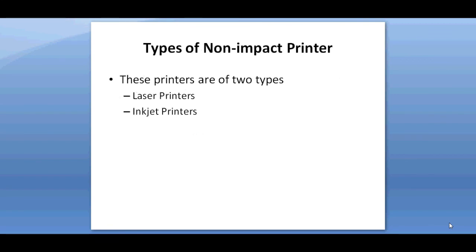Non-impact printers do not use a stacking device to produce characters on the paper, and because these printers do not hammer against the paper, they are much quieter. Following are some non-impact printers: laser printer and inkjet printer.